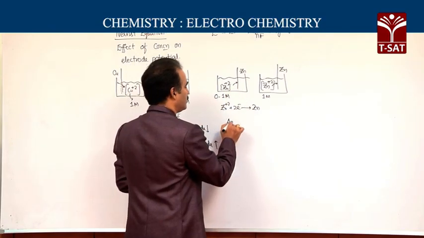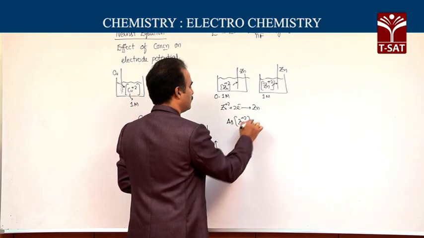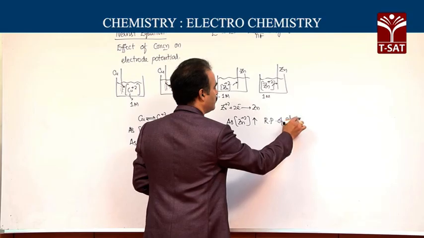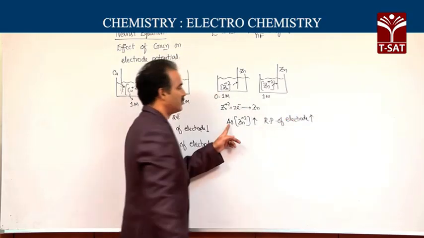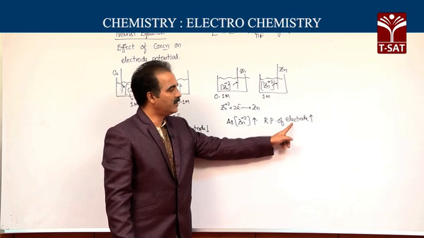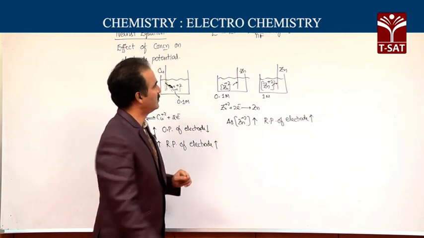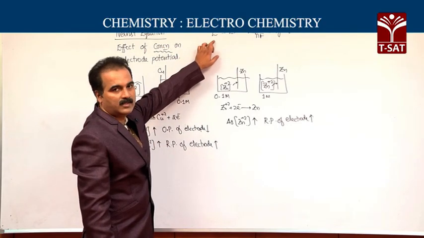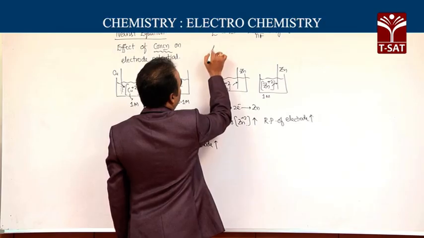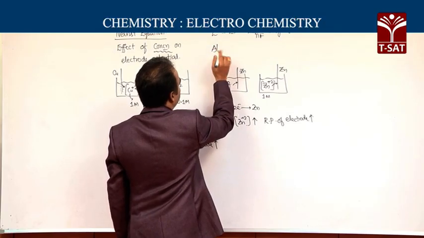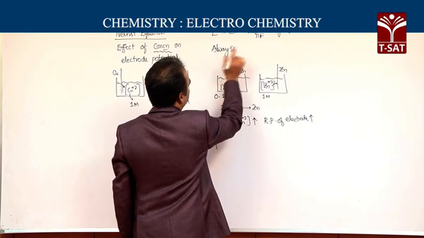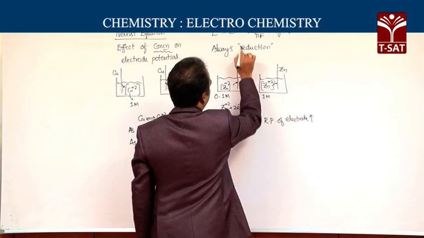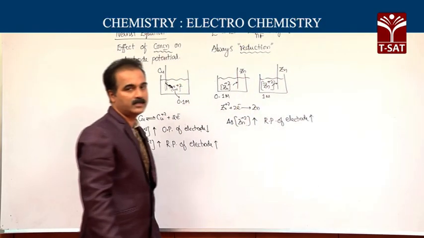So, as concentration of the zinc plus 2 increases, reduction potential of zinc electrode also increases. As concentration of the zinc plus 2 increases, reduction potential of the zinc electrode increases. That effect of concentration on electrode potential is given by the Nernst equation. Let us see, always we should use reduction reactions. According to convention in electrochemistry, we should always use reduction potentials.